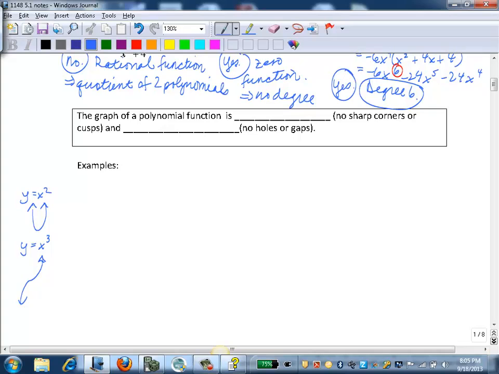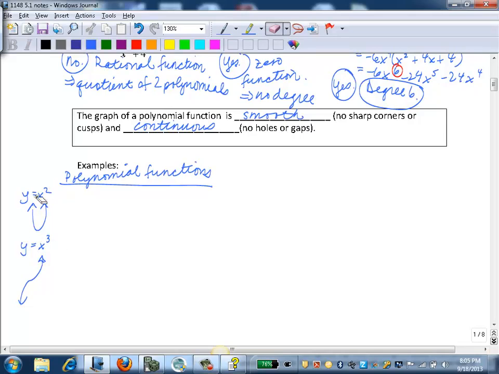But if you look at these shapes, for instance, their graphs are smooth, meaning there's no sharp corners or cusps, and continuous. Continuous meaning there's no holes or gaps. And an example of a discontinuous function we've looked at is those piecewise defined functions. Those are discontinuous. Polynomial functions are continuous. So if we just sketch some examples here, here's polynomial functions. So we know these, we know the x squared, we know the x cubed.